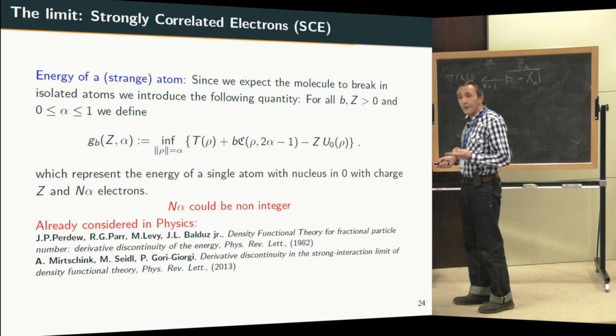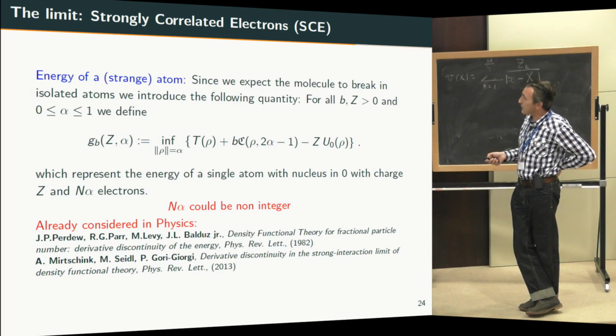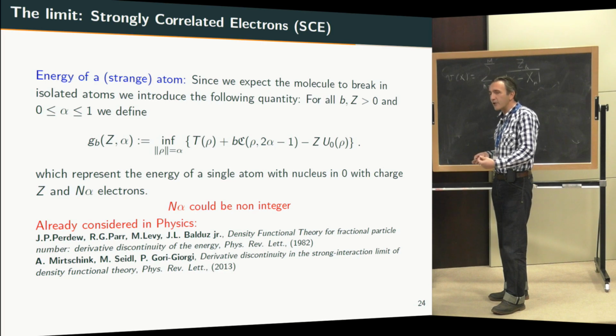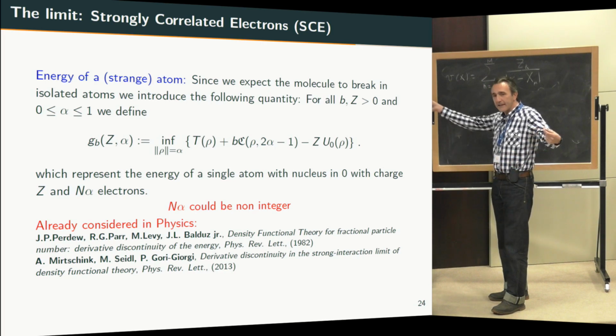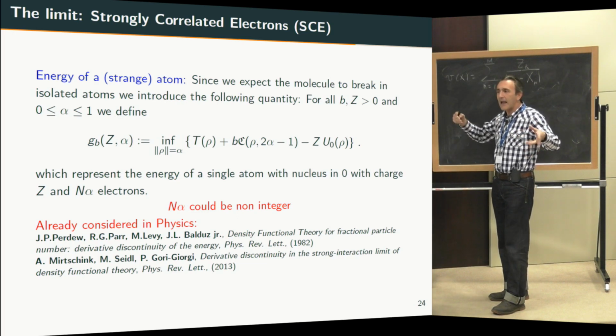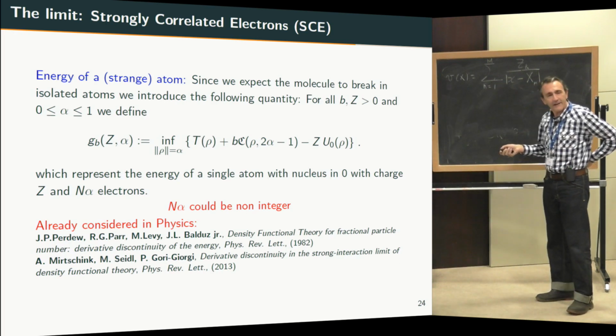But we are not the first ones to consider this. In 1982, there is this paper of Levy and coworkers, which started to consider this idea of fractional number of particles. And then there is a more recent one in which they study the discontinuity of the derivative of the functional. What does it mean having half an electron? Half an electron means that you have two nuclei, and there is one electron which is going around between the two. So it's spending half the time with one and half the time with the other. And so in the model, this is like having half an electron, okay?